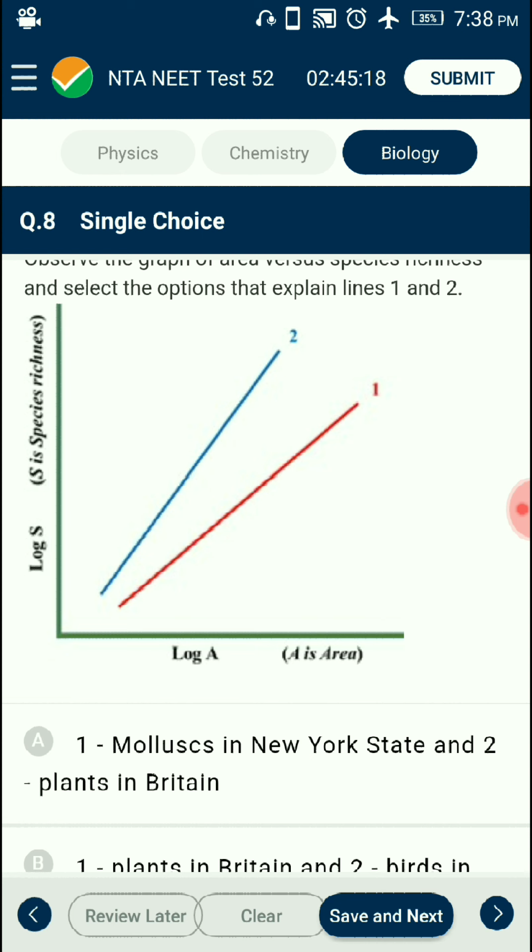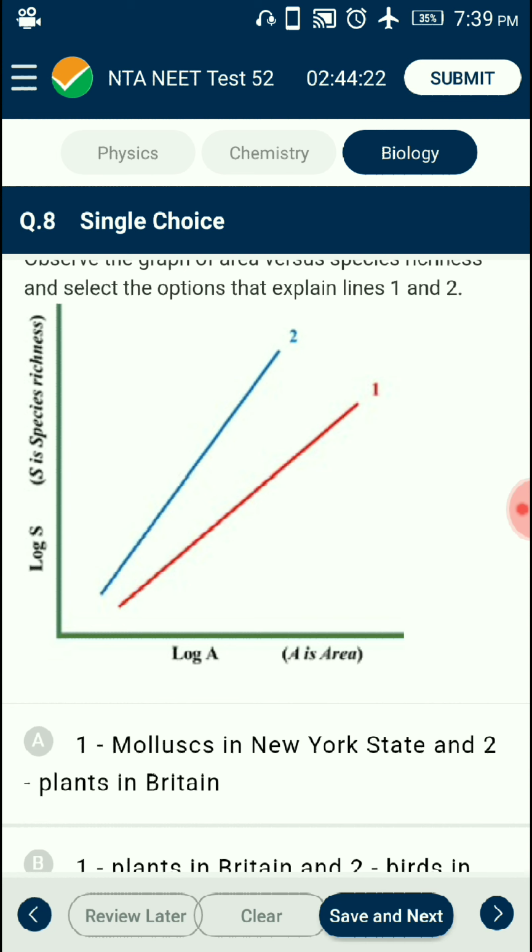The relationship is a straight line described by the equation log S equals log C plus Z log A, where S is species richness, A is area, Z is the slope of the line, the regression coefficient, and C is the Y intercept. Ecologists have discovered that the Z value is in the range of 0.1 to 0.2 regardless of the taxonomic group or the region, whether it is plants in Britain, birds in California or mollusks in New York State.